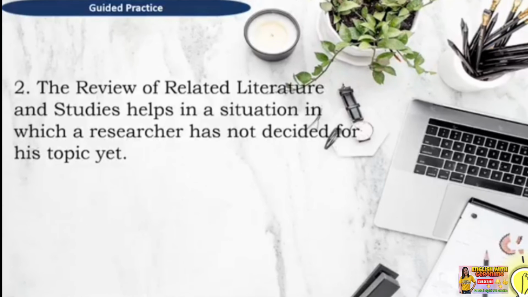Number 2. The review of related literature and studies helps in a situation in which a researcher has not decided for his topic yet. If your answer is true and you did a thumbs up, you are correct. The statement is true. It will enable him to determine and have a good idea of the topic he is interested in through reading literature and studies such as dissertations, books, and even periodicals.